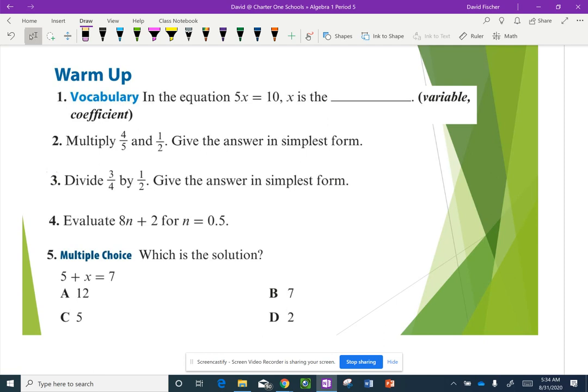Pause your video. Okay, you're back. So the equation, the x here is called the variable.